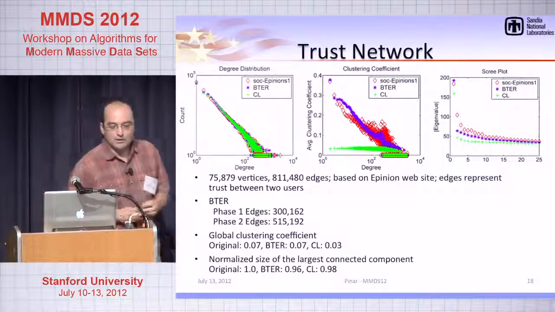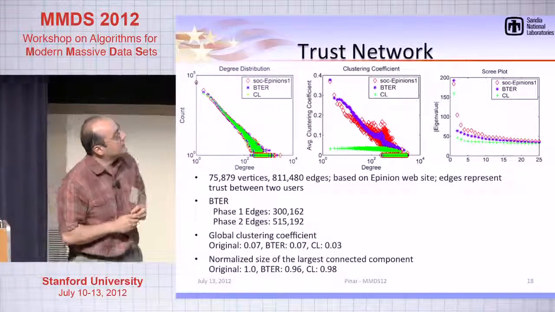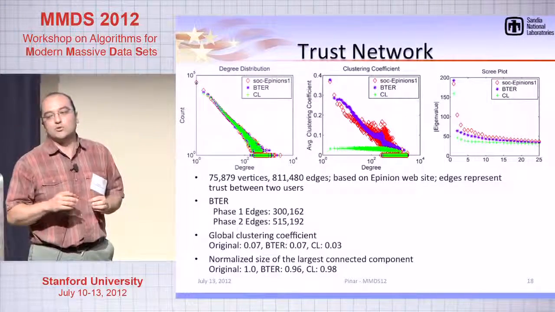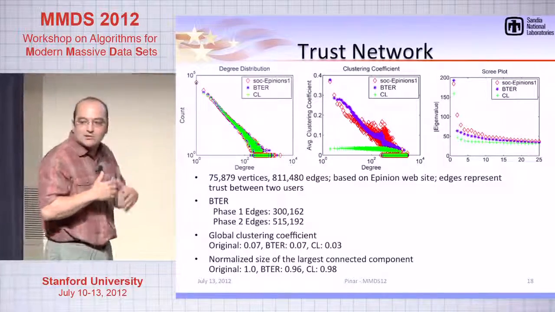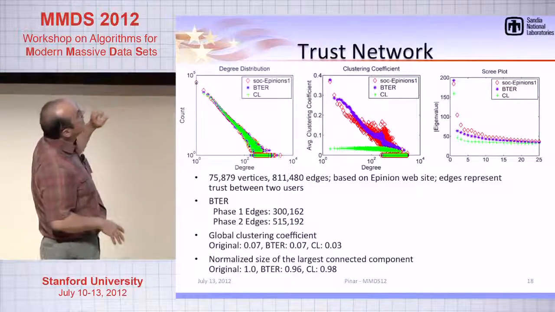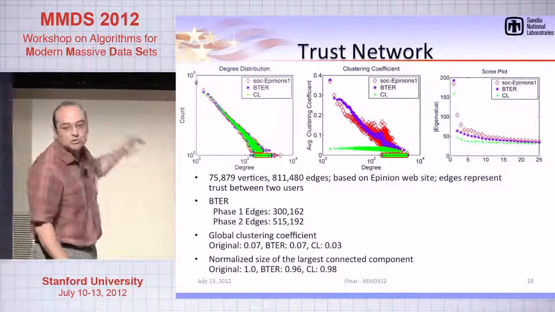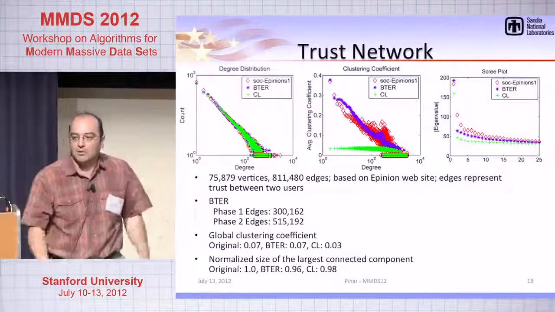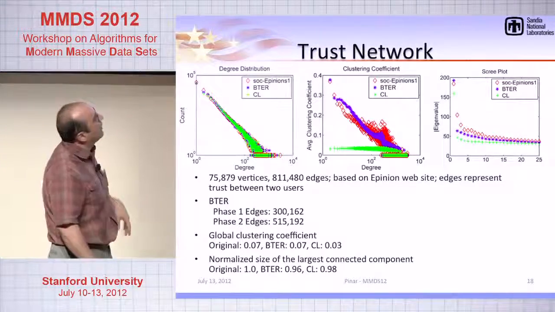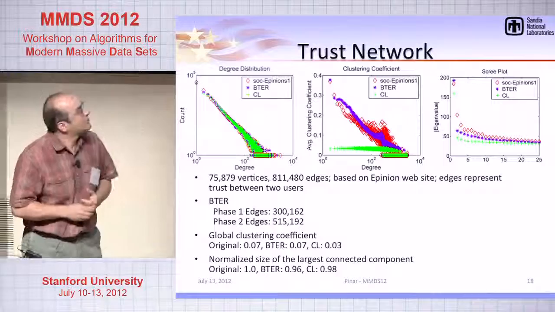So this one I wanted to show because it's a trust network, and the clustering coefficient is relatively low. It's 0.07. So it's not a graph with an extremely high clustering coefficient. But we're still doing a reasonable job. The degree distribution, again, is not an issue. Everybody does well on that. And for clustering coefficients, BTER is, again, very close.